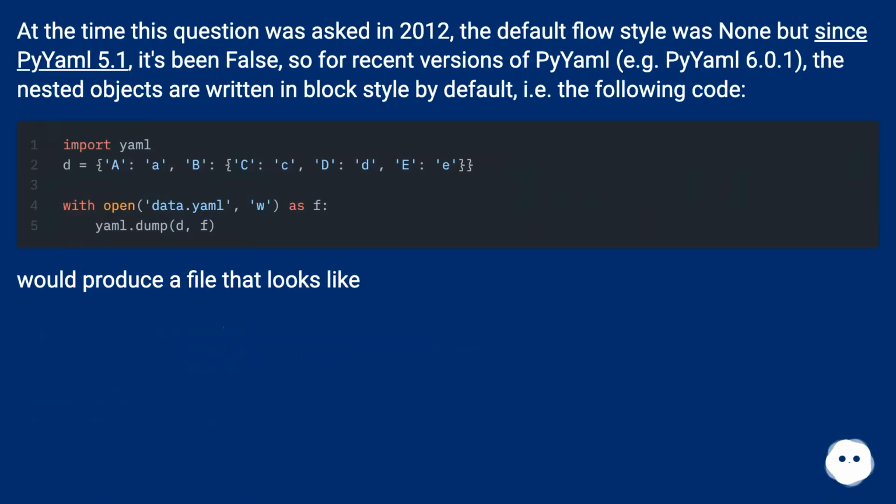At the time this question was asked in 2012, the default flow style was None, but since PyYAML 5.1, it's been False. So for recent versions of PyYAML, e.g. PyYAML 6.0.1, the nested objects are written in block style by default, i.e. the following code would produce a file that looks like.